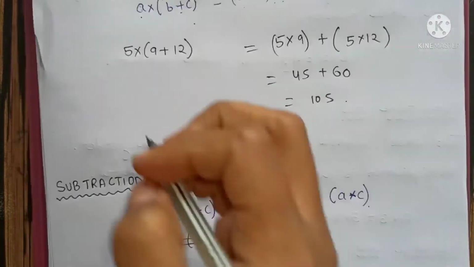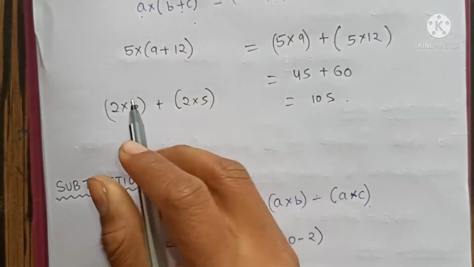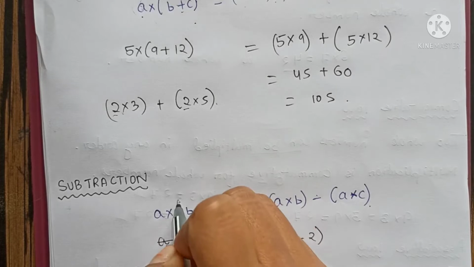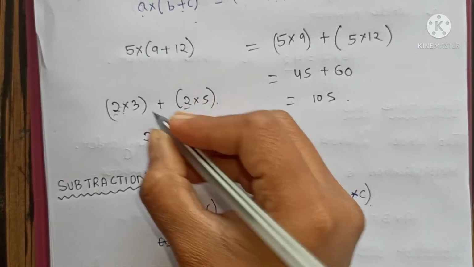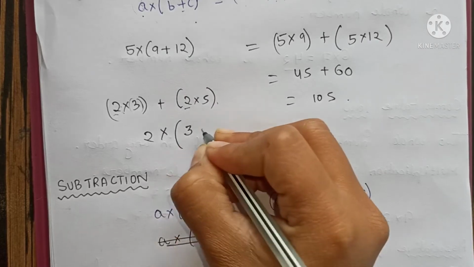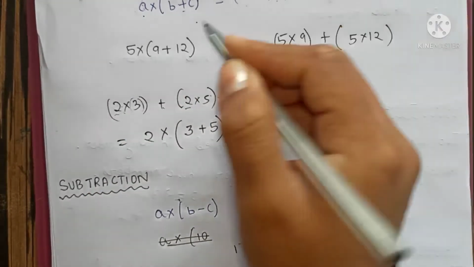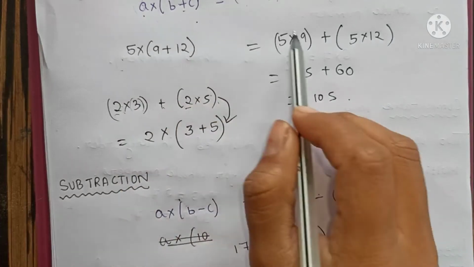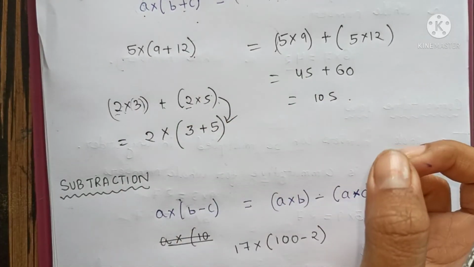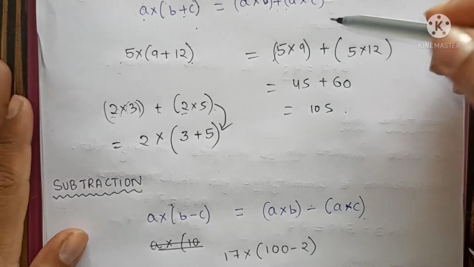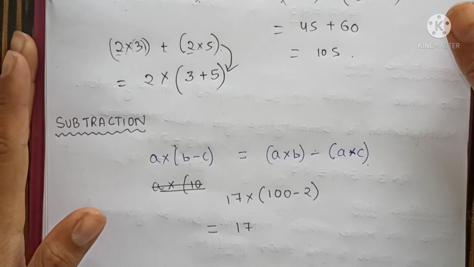Now if it is given in this way, 2 multiplied by 3 plus 2 multiplied by 5, here we can see 2 is common in both the numbers. So we can take the 2 common outside with the multiplication sign. So what will be left? 3 plus 5. So we can go from this to this way, or we can also reverse the sum. Okay, so this was distributive property of multiplication over addition.